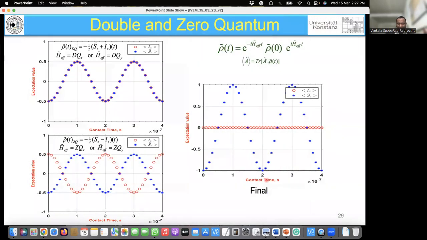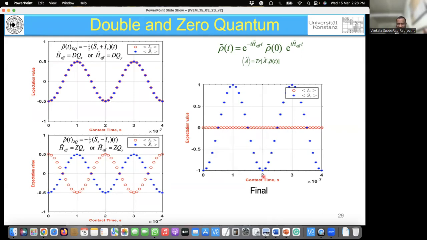And when the Hamiltonian contains double quantum and zero quantum, it oscillates as a cos form. So here both the S and I oscillate with the cos function, and the same with the S and I, they oscillate with the cos function, because we have the minus sign here. The oscillation is opposite. So when we add these two things, this is the final result we get, where the Z magnetization for I spin is 0, but for S spin is oscillating from -1 to 1.